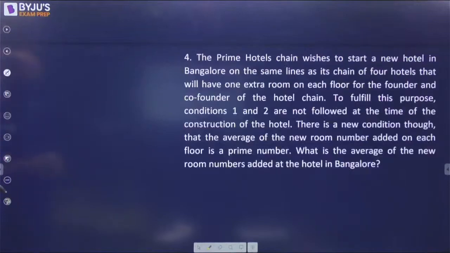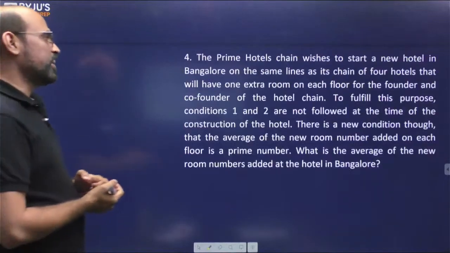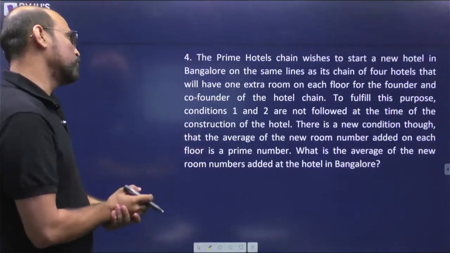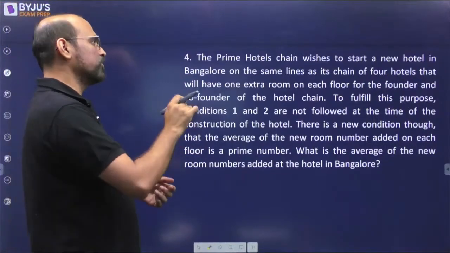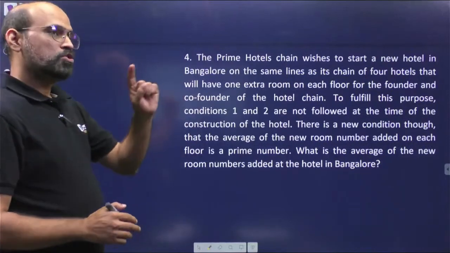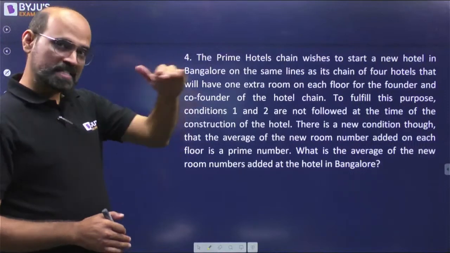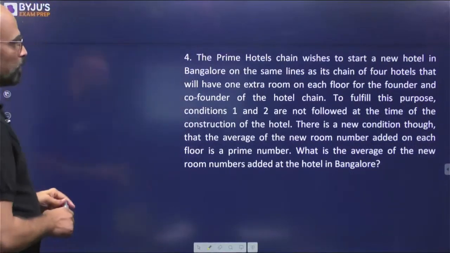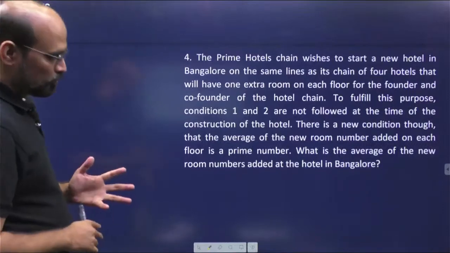Okay. Next is the Prime Hotels chain wishes to start a new hotel in Bangalore on the same lines as its chain of 4 hotels that will have one extra room on each floor for the founder and co-founder of the hotel chain. So, एक room बढ़ाना है. Instead of 6 and 6, now we will have 7 and 7. To fulfill this purpose, conditions 1 and 2 are not followed.